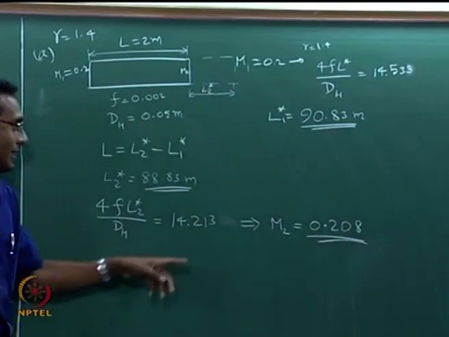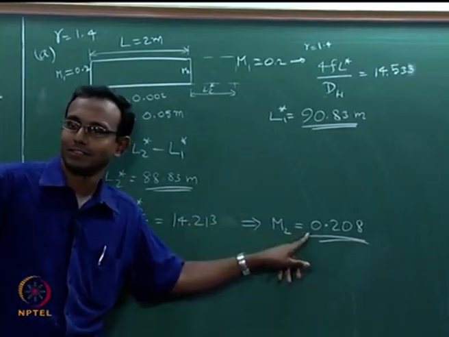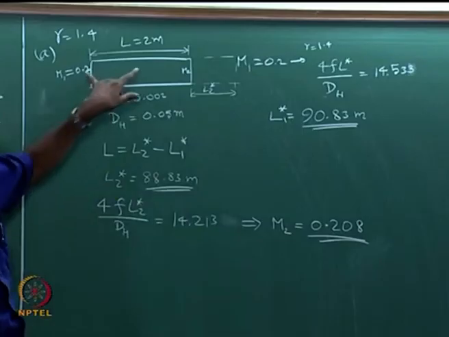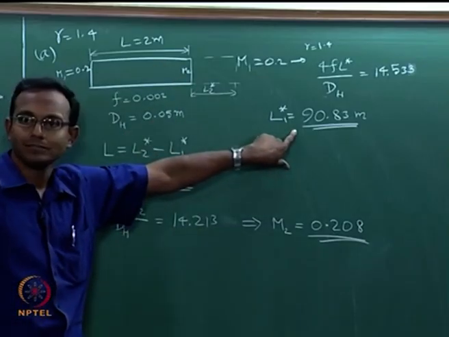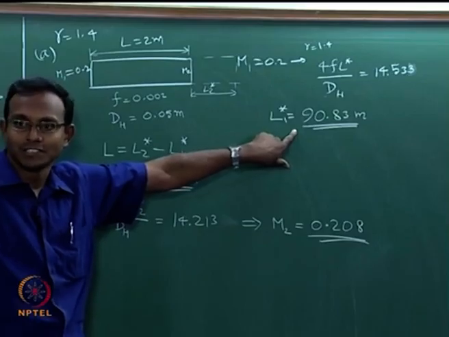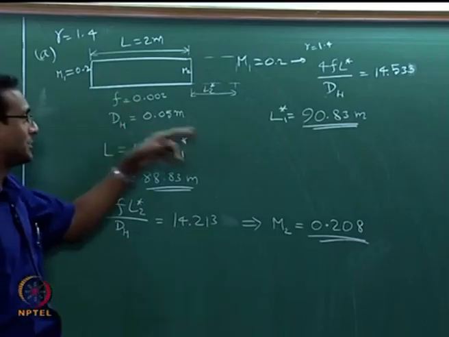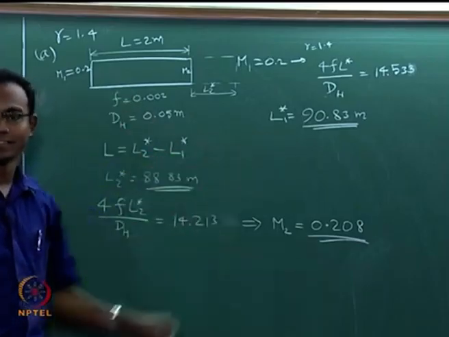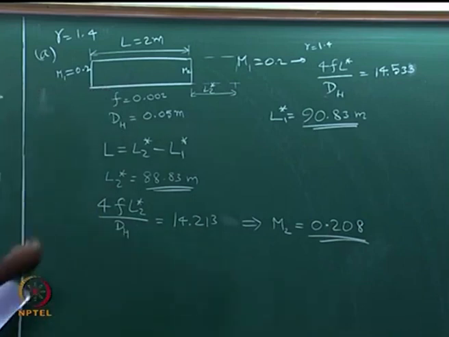If you look at it, it has changed only from 0.20 to 0.208, because this length is far smaller compared to my L1 star that I have here. L is 2 meters, L1 star is 90 meters, it is not that much of a change when I look at the overall needed length. So there is not much of a change. This is the first problem.